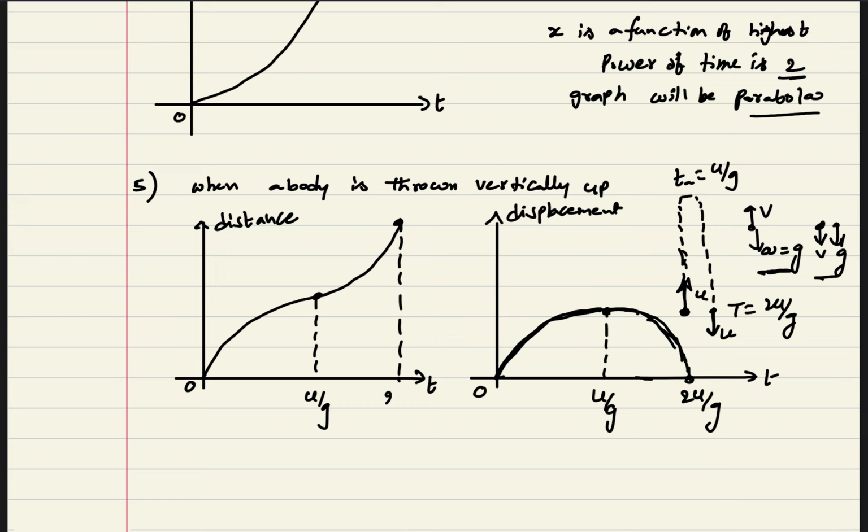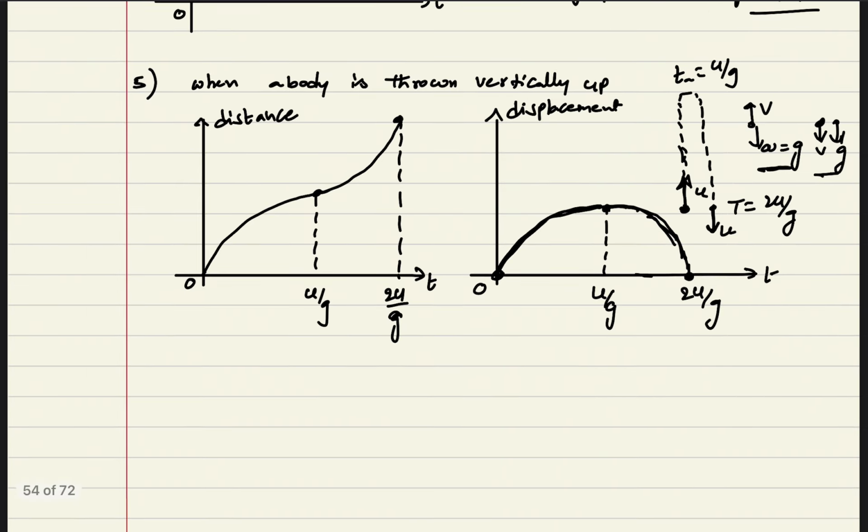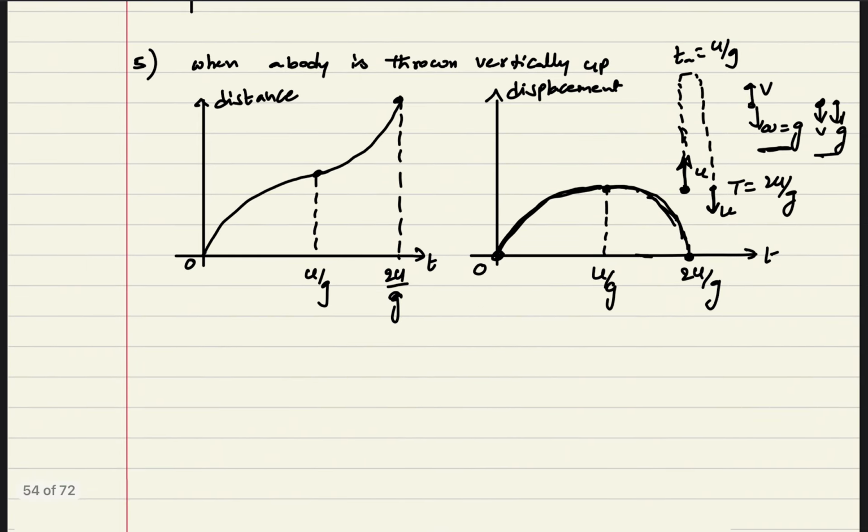Why? Because distance never decreases for a moving body. It should increase only. But displacement is nothing but position. It reaches the same point again. Okay, this is the distance and time graph. You can observe the relation between them.